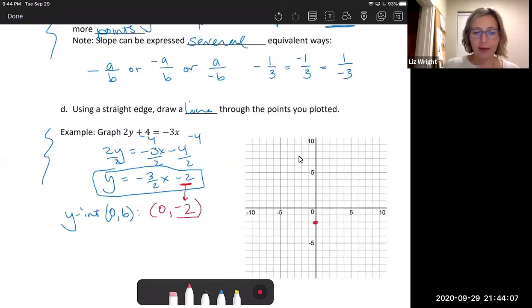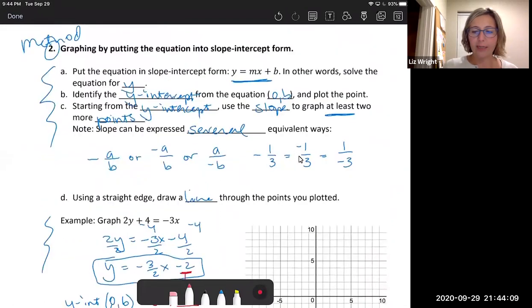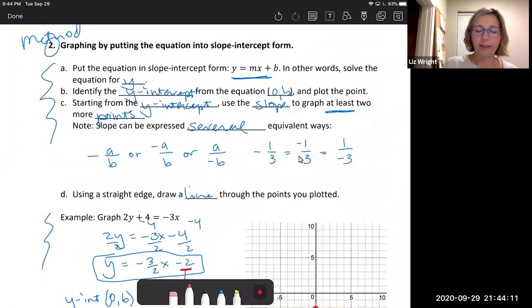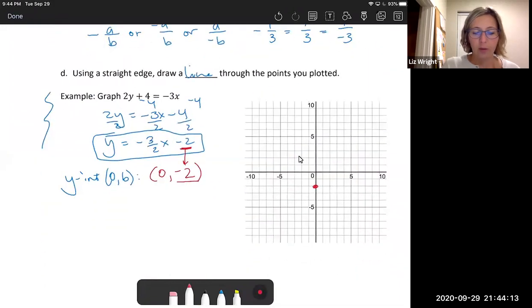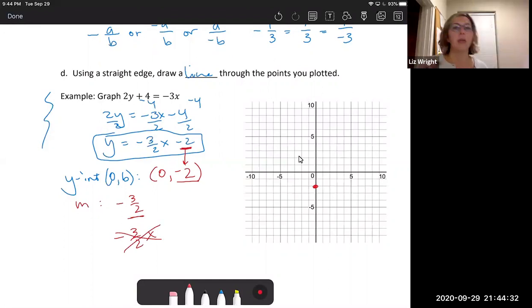Then the next step says, starting from the y-intercept, use the slope to graph at least 2 more points. So I'm going to also identify my slope. I would like you guys to do that as well. You're going to write it down. Common error: students will write negative 3/2 x for their slope. That's not your slope. That's giving me negative 3/2 and an x. Your slope is just the coefficient of your x. Don't put the x on there. So we're just doing negative 3/2.